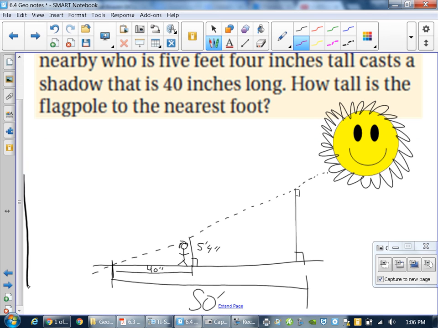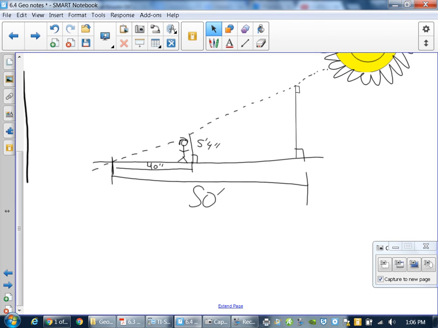So what happens then is that you can set up ratios. We're trying to find the height of the flagpole. Height of the girl is to her shadow as height of the flagpole is to its shadow. Get that generic setup. But I can't do anything with it now.